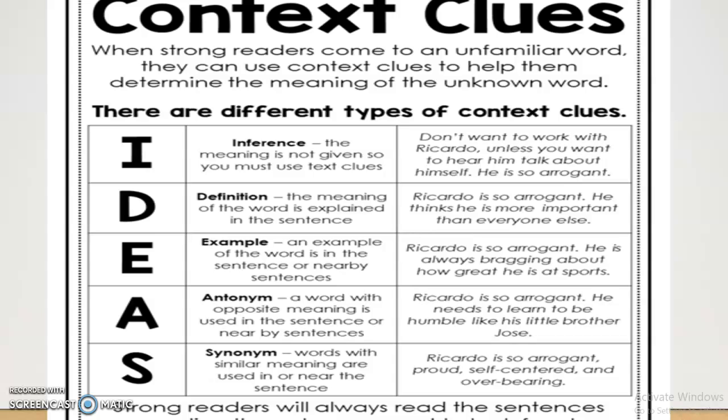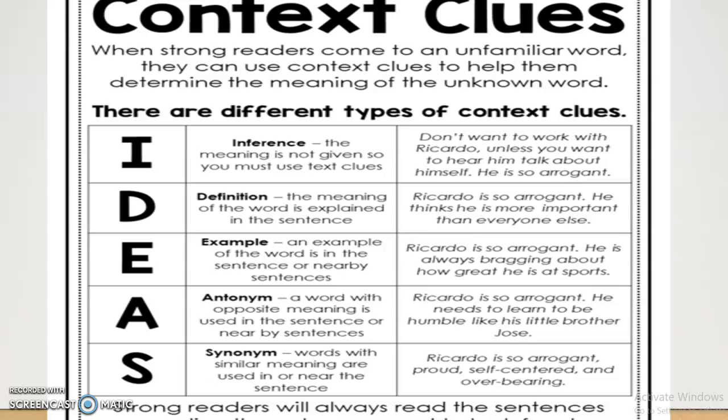How many contextual clues do we have? There are 4 different types of contextual clues. The first one is in terms of inference. For inference, the meaning is not given, so you must use text clues.